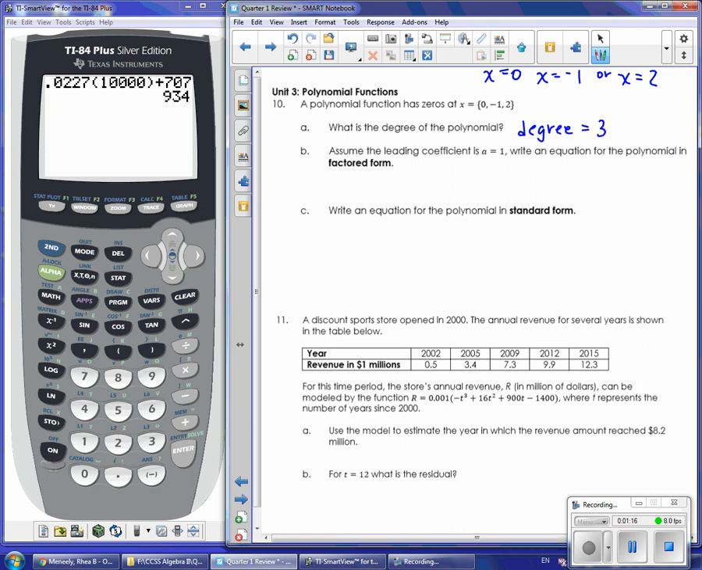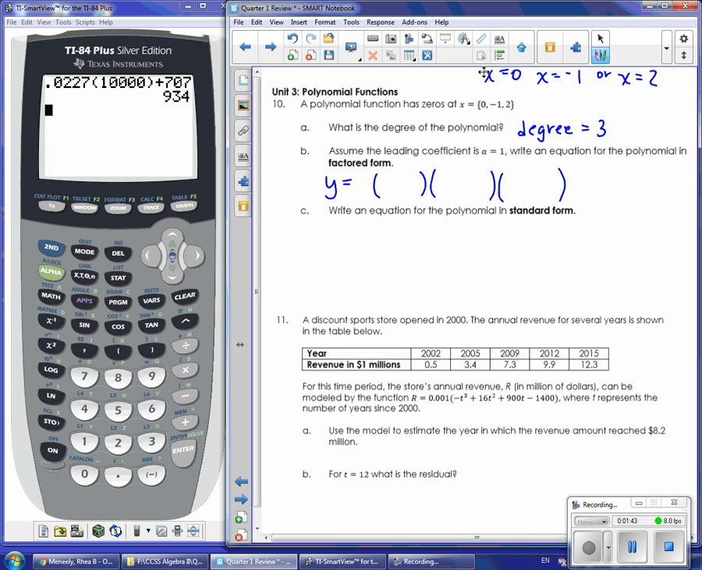All right, and then in letter B it says to assume that the leading coefficient is a equals 1, and you're asked to write the equation for the polynomial in factored form. And remember, factored form, just like with what we did with quadratics, is basically when you have all the parentheses. Well, with quadratics, I had 2 sets of parentheses. If I'm dealing with a polynomial of degree 3, I'm likely going to be able to write my polynomial using 3 sets of parentheses, or 3 factors involving x.